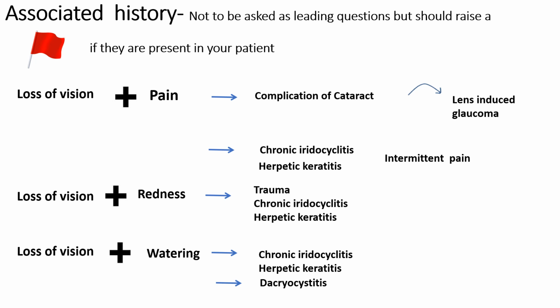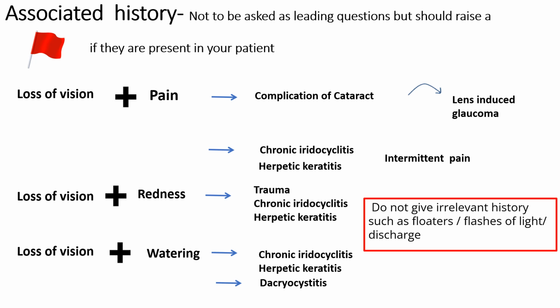So whenever you ask or you write these, a patient gives you a history of gradually progressive loss of vision, but you say there's no pain, redness or watering, you need to know what you're trying to rule out. The examiner might ask you, why are you asking for redness, why are you asking for watering? So you need to know, I'm trying to rule out any other causes, like chronic iridocyclitis or herpetic keratitis, or I also want to rule out chronic dacryocystitis. And please remember, do not give irrelevant history.